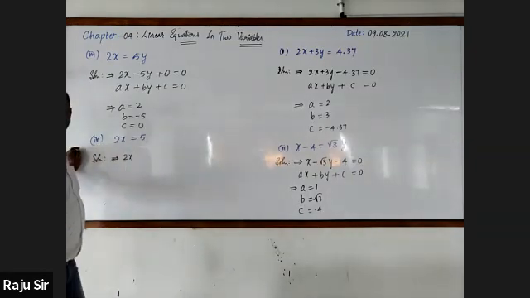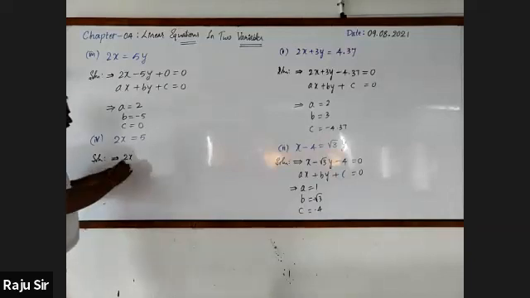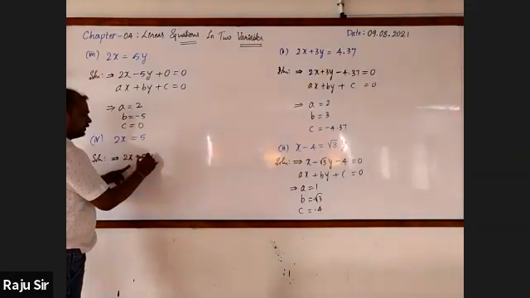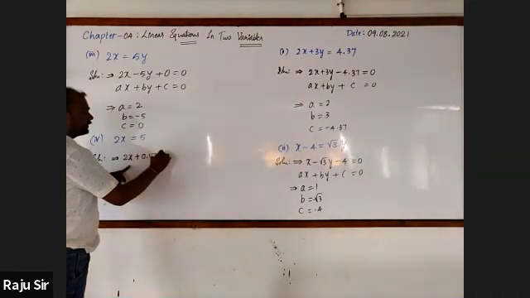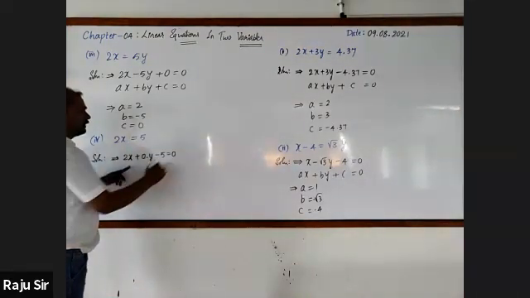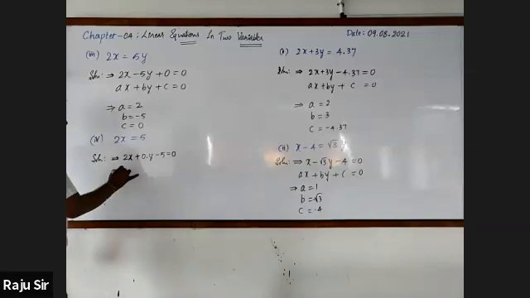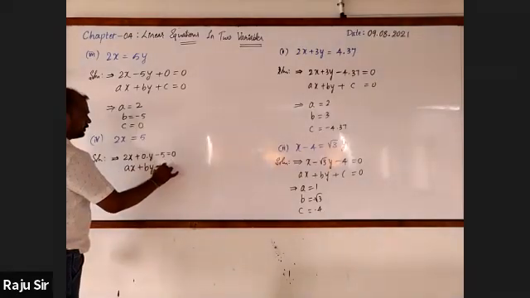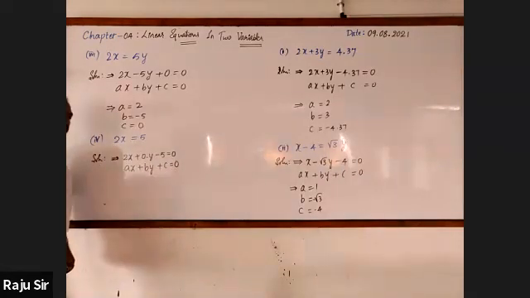There is no y term, so I write 0 into y. Transfer 5 to the left hand side: minus 5 equal to 0. It is ax plus by plus c equal to 0.